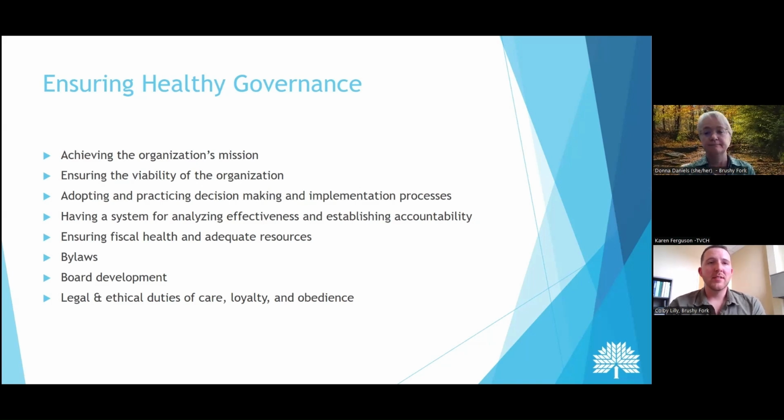Board development. So in addition to ensuring that the organization has adequate resources for its fiscal health, it is also important for the board to consider what training and resources it needs to best support and strengthen the organization. Board development is the process of providing board members with training and resources to improve the performance and effectiveness of each director and ultimately of the organization itself.